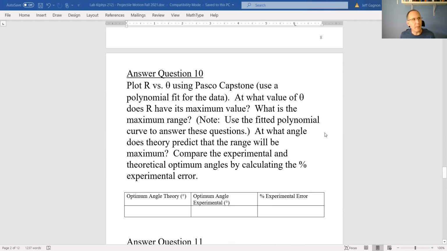And when you do that plot, you want to do a sine fit, so the curve is a sine function. Then you want to answer these questions from question 10 in your lab manual. It's basically asking you to find the optimal angle that the projectile was launched at, the angle at which it occurred, and then the maximum range. Let me jump on the iPad for a second to explain this part, and then I'll show you how to actually get these values from the Pascal Capstone graph.